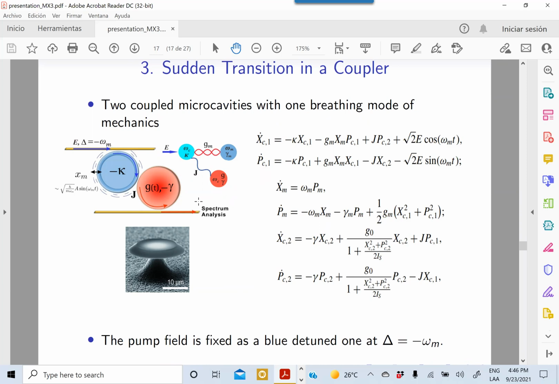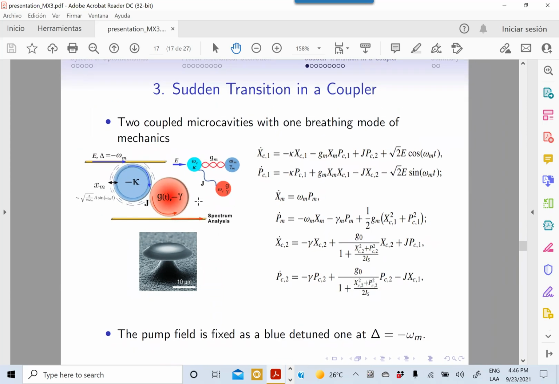The pumping field frequency is higher than the intrinsic frequency of the first cavity by the amount of omega m, the mechanical frequency. It's blue detuned because, as we have seen at the beginning, with a blue detuned field, we can excite so-called self-induced vibration in the optomechanical system. This type of system is real, not just existing in theory. It's real.